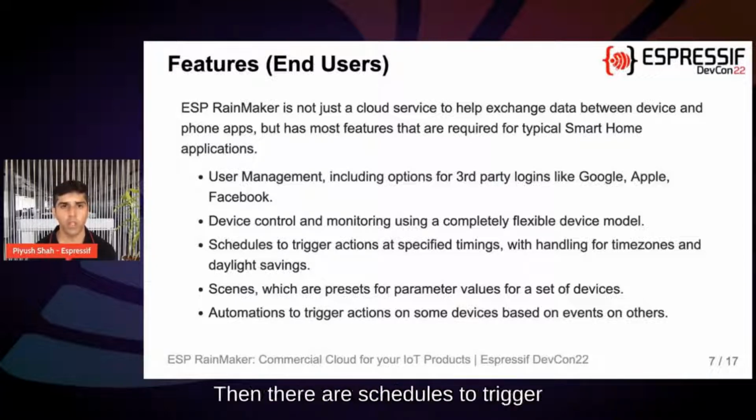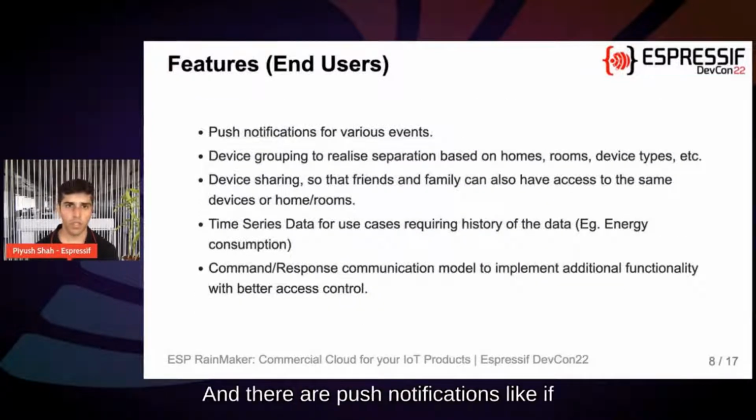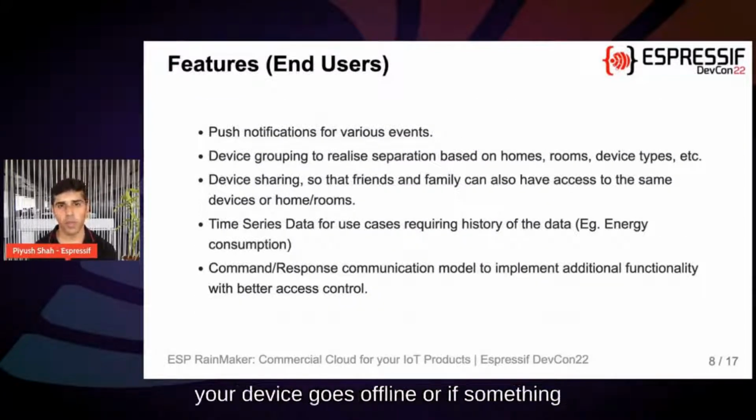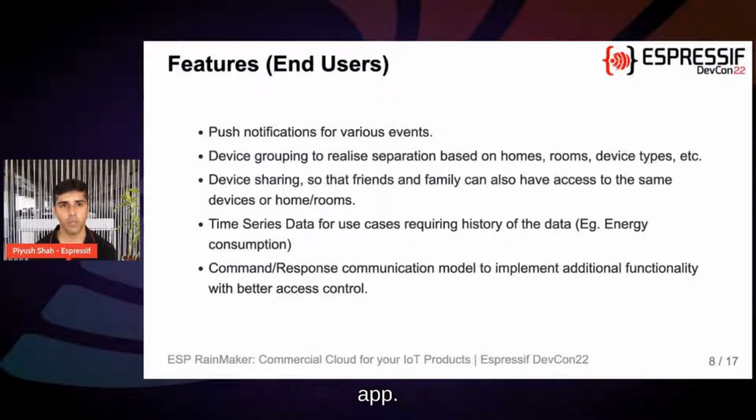Then there are schedules to trigger actions at specified time. This is one of the most important features because people want their devices to turn on and off at specified timings. Then there are scenes which are presets for parameter values for a set of devices. Then there are automations to trigger actions on some devices based on events on some other. Then there are push notifications, like if your device goes offline or something like a fire alarm triggers, then you would get a push notification on your phone app.